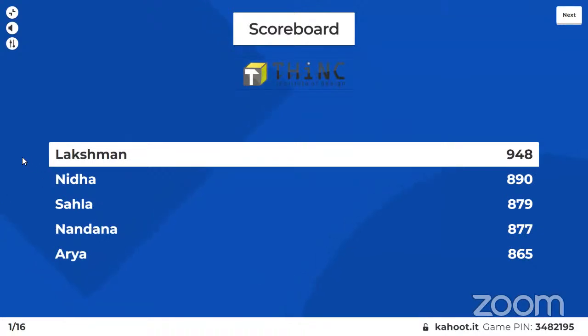Lakshman is on the top with 948 points. Second, we have Nida with 890 points. Third, we have Sahla. Fourth, we have Nandana. And fifth, we have Arya. All right, so that's all from the scoreboard. So moving on to the second question. Before that, the game pin is here, 3482195. Anybody who wants to join the quiz, you can join anytime. The game pin will be available here. Moving on to the second question.